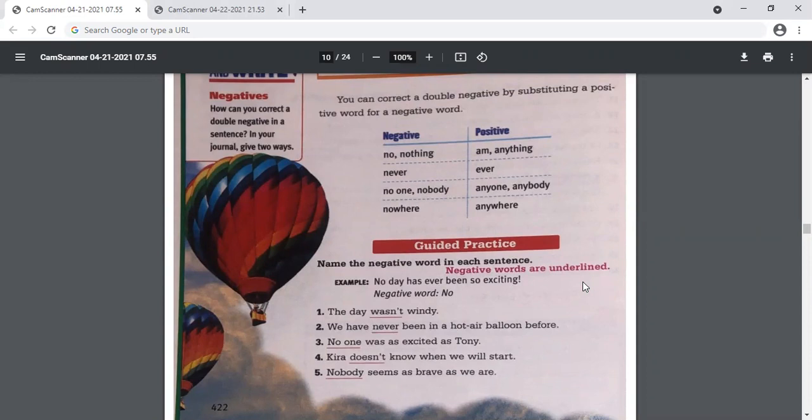We have never been in a hot air balloon before. Never is the negative word. No one was as excited as Tony. We're going to underline no one. Number 4, Kira doesn't know when we will start. So doesn't here is the negative word. Doesn't is the contraction for does not. Number 5, nobody seems as brave as we are. Nobody is our negative word in this sentence.